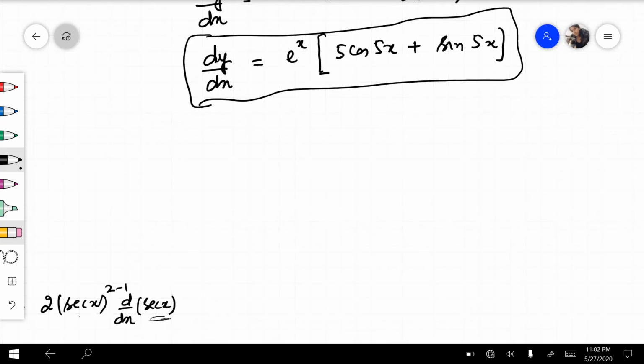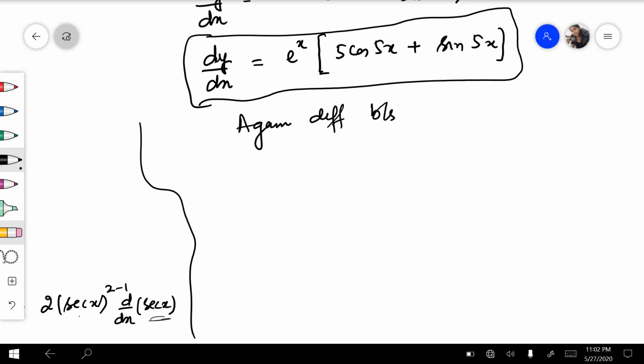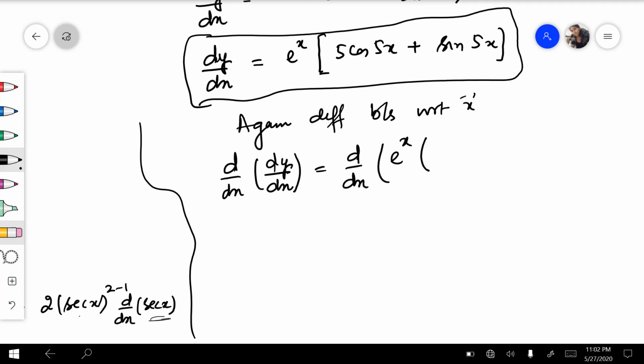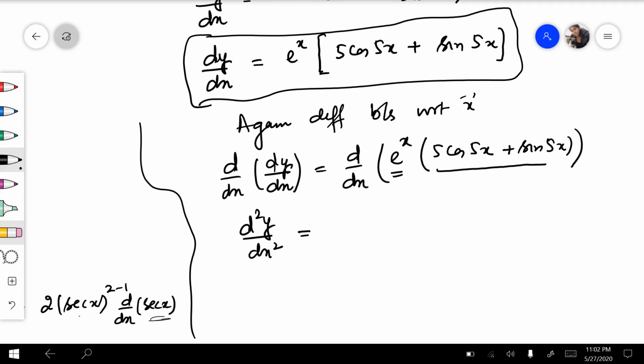लेकिन हमें सेकेंड ऑर्डर डेरिवेटिव फाइंड करना, तो उसके लिए अगेन डिफरेंशिएट both sides with respect to x, which gives you d by dx of dy upon dx is equal to d by dx of e raised to power x into 5 cos 5x plus sin of 5x. तो लेफ्ट हैंड साइड में हमारे पास आ गया d2y अपॉन dx स्क्वायर. अगर आप राइट हैंड साइड पे ध्यान दें फिर से हमारे पास दो टर्म्स की मल्टीप्लिकेशन है, तो फिर से प्रोडक्ट रूल.